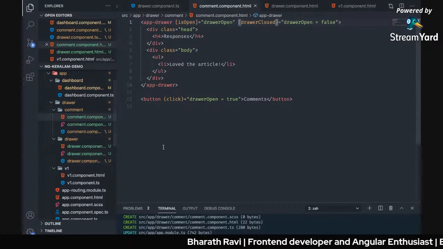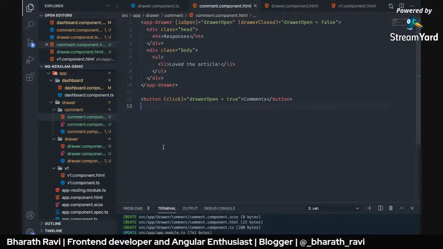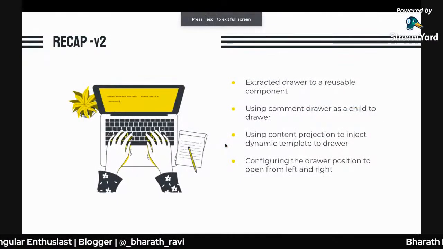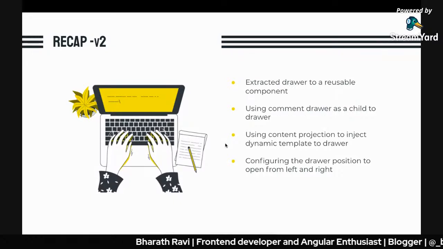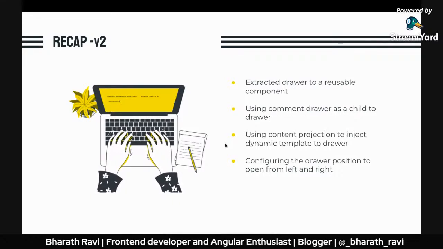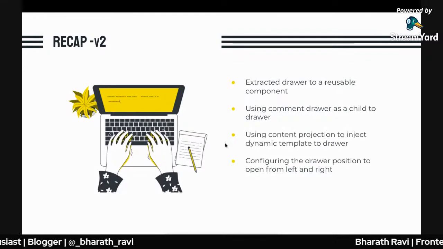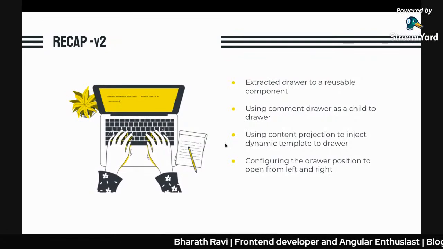And maybe you are thinking, okay, we can make this better. And exactly that's what we're going to do. We are going to make this even better. If I can go back to the slides, let's recap what we did in version 2. So we extracted the drawer component into a reusable separate component. And then we created a common component and used it as a child of the drawer component. Now, using content projection, we injected our dynamic template and we were able to see the changes on the drawer component, right?